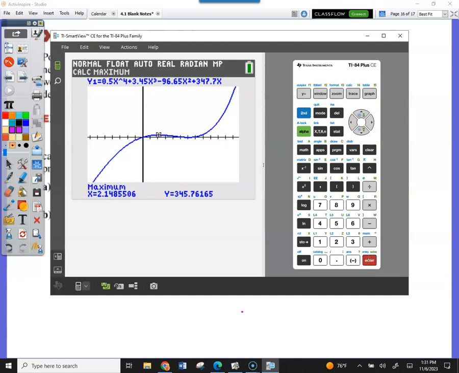All right. So at 2 point, you would need 0.14.